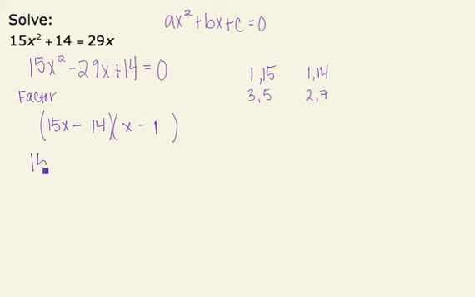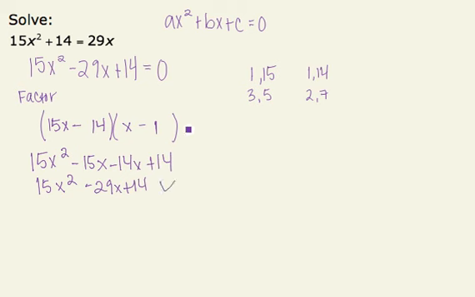15x times x is indeed 15x squared. 15x times a negative 1 is a negative 15x. Minus 14x plus 14, which combines to 15x squared minus 29x plus 14. So that works out. But now I need to solve this. So 15x minus 14, I'm going to set that equal to 0. And x minus 1 equal to 0.